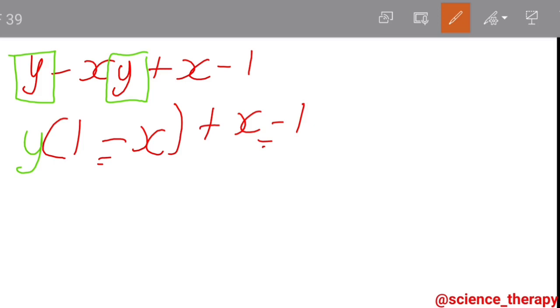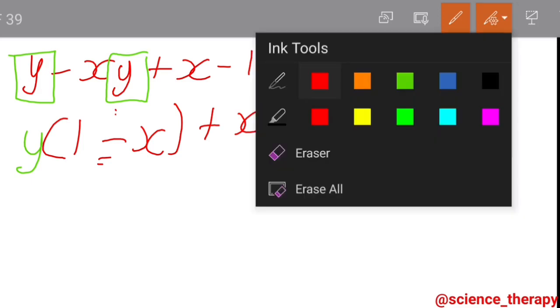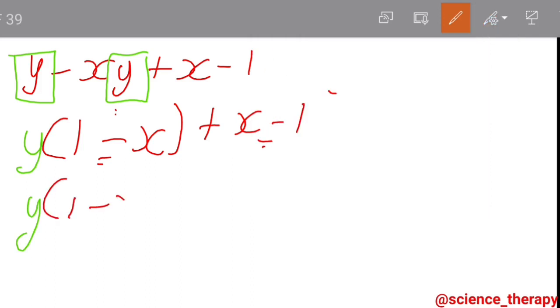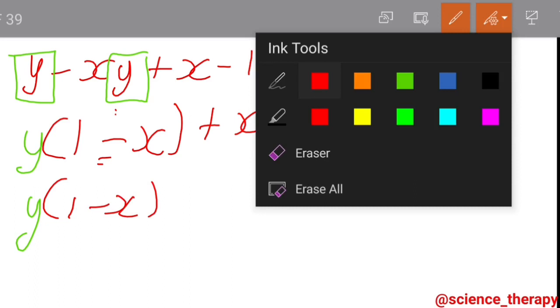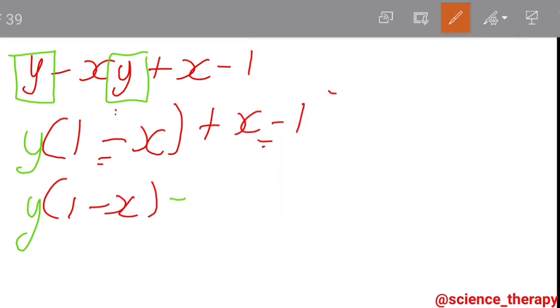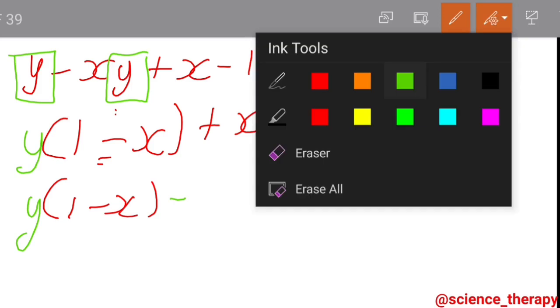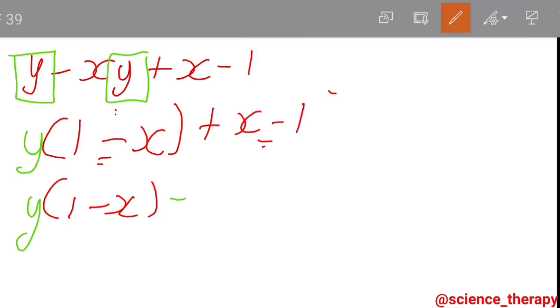So how do we make this one a common factor of the one that we have here? So we write y, and then we have 1 minus x. And this time, let's factor out negative 1. So we have our brackets there. So that's negative 1. We factor it out as negative. Remember, we don't write that coefficient of 1.